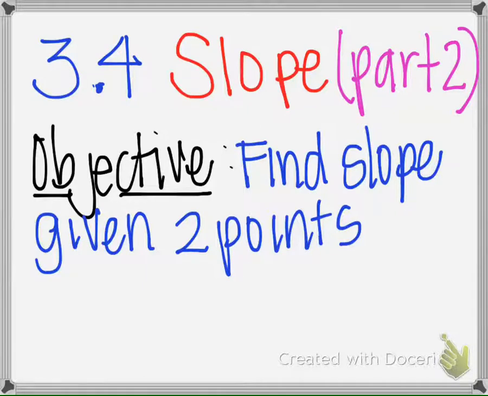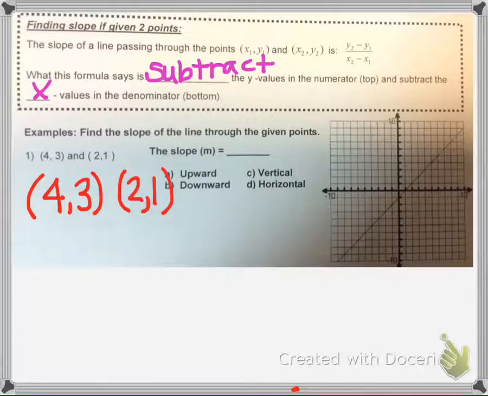In this video, you will learn how to find the slope if you're given 2 points. So there is a formula for slope, and it looks like this. And all that formula is saying is to find the change of the y values in the numerator, and then find the change of the x's in the denominator.